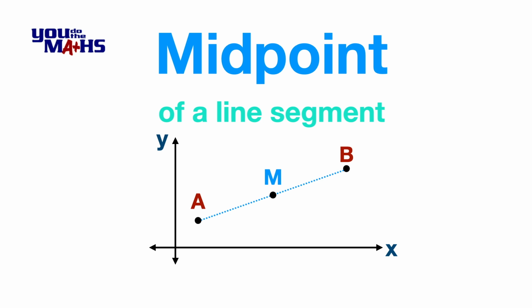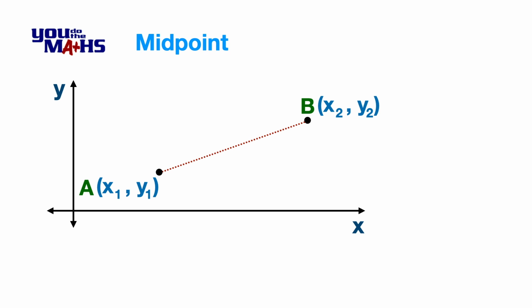In this video we have a look at how to determine the midpoint of a line segment joining 2 points, in this case A and B. The first thing we'll do is put the coordinates for A and B next to them, so we've got the first point A as x1, y1 and the second point B as x2, y2. And we'll label the matching x values and y values for those points on the x and y axis.